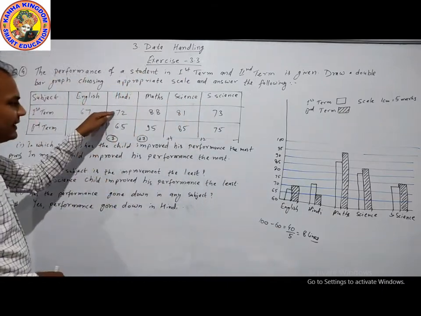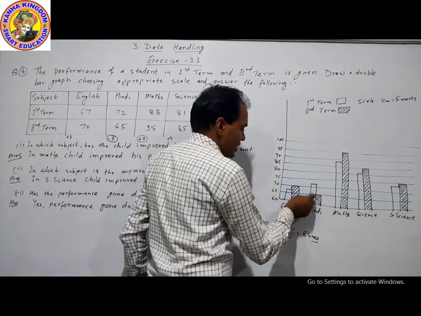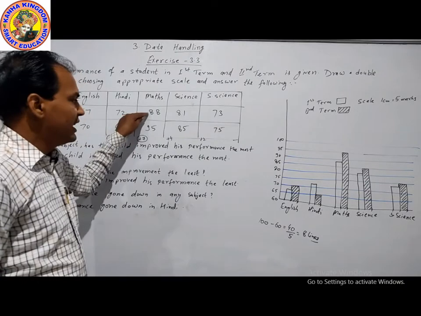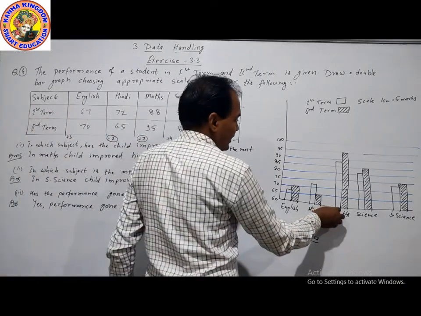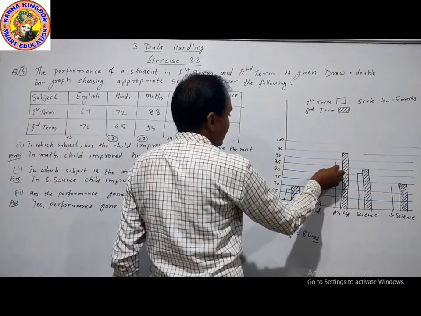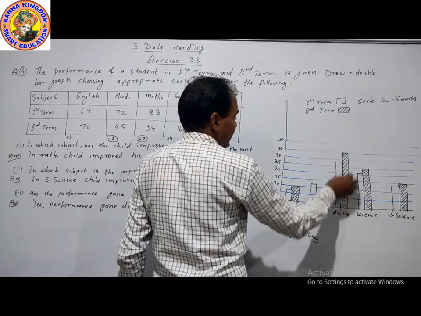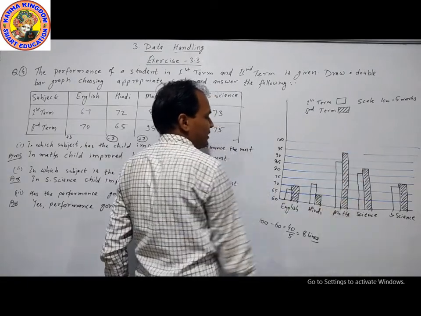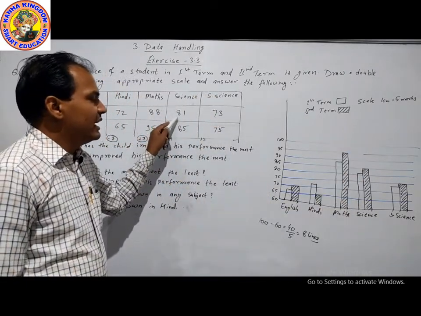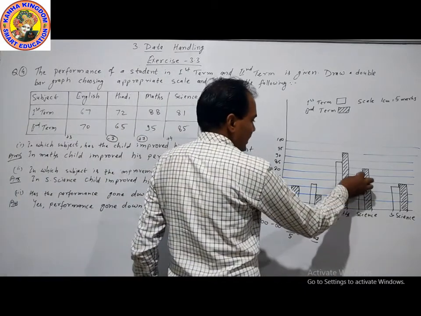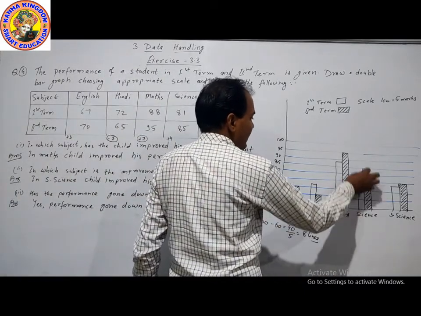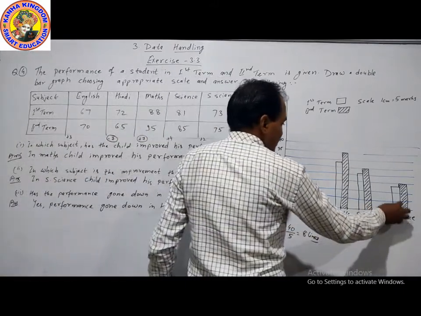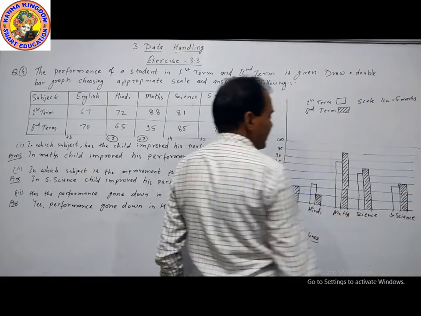In Hindi 72 and 65. Hindi first of all 72 then 65. In maths 88 and 95. In maths there are the 85, here is 88, then 95. In science 81 and 85. Here is 80, so 81 and 85. Then 73 and 75.